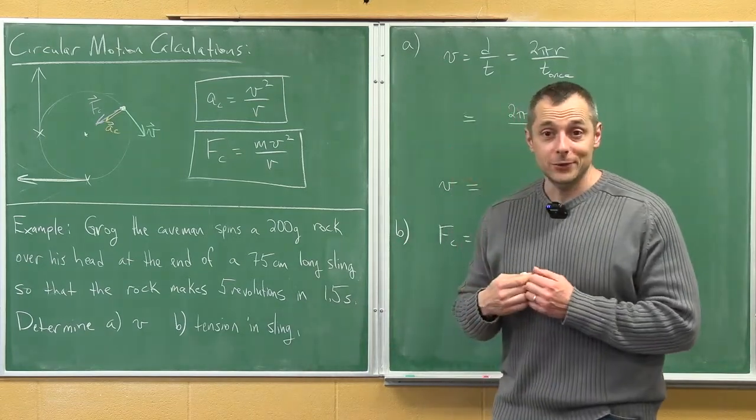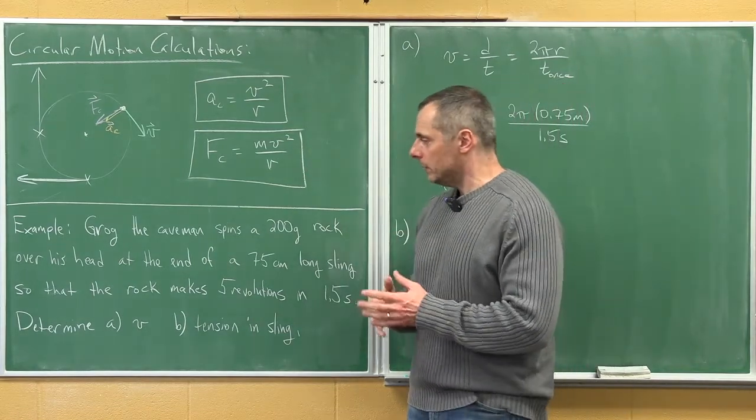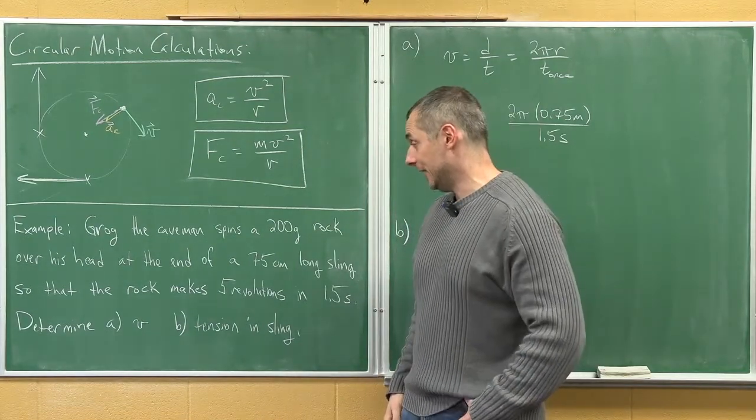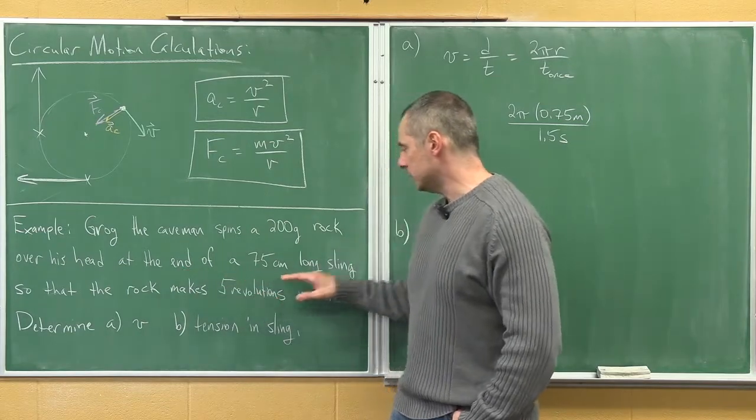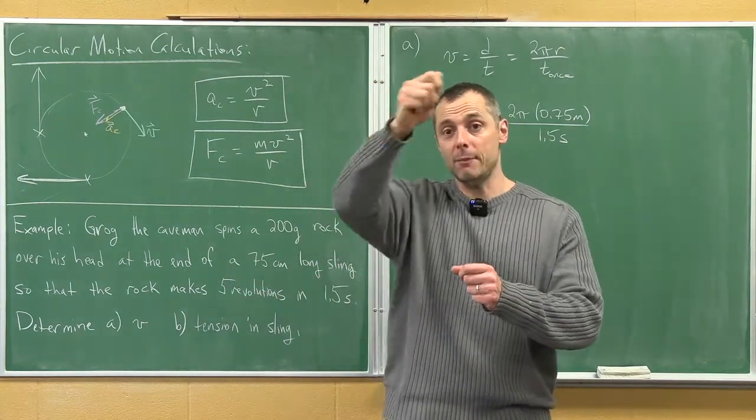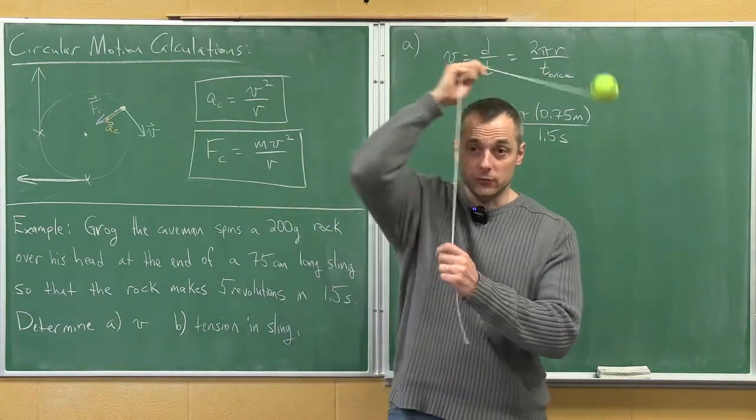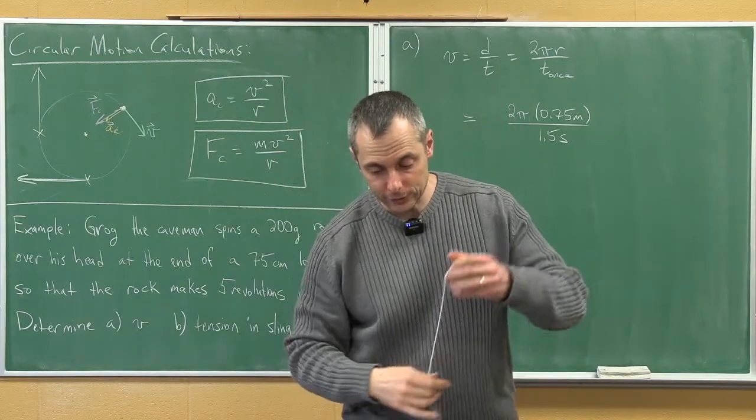Now let's move on to a calculation example using these formulas. So here's the example. Grog the caveman, I picked a name that sounded kind of like a caveman. He spins a 200-gram rock over his head at the end of a 75-centimeter long sling. So maybe he's hunting, like a rabbit. He puts a rock in a sling, like a piece of leather, and he spins this over his head like this, and then he's going to release it to shoot at the rabbit.